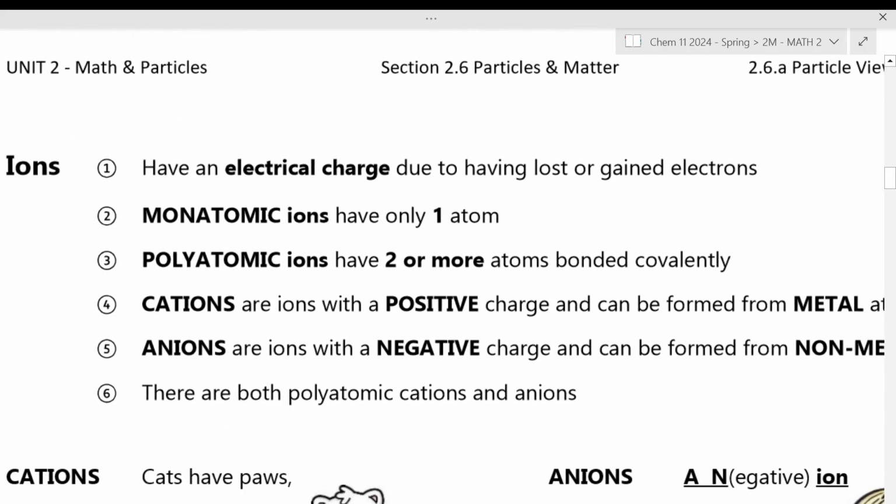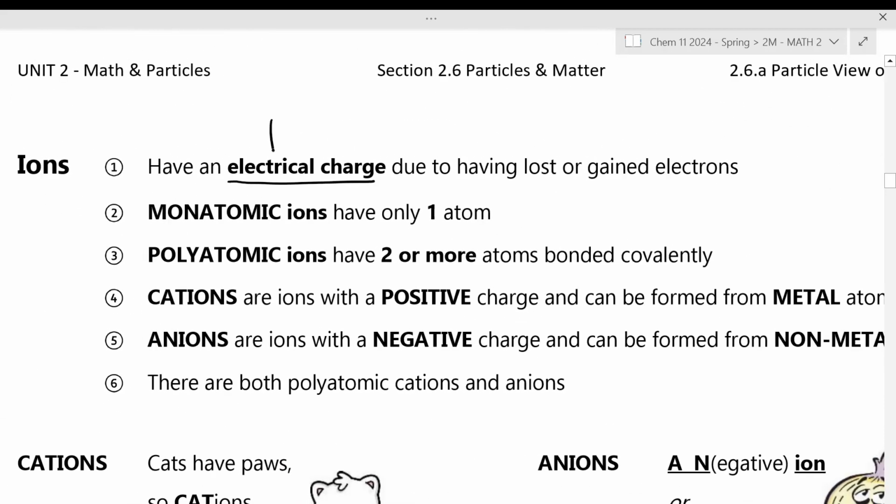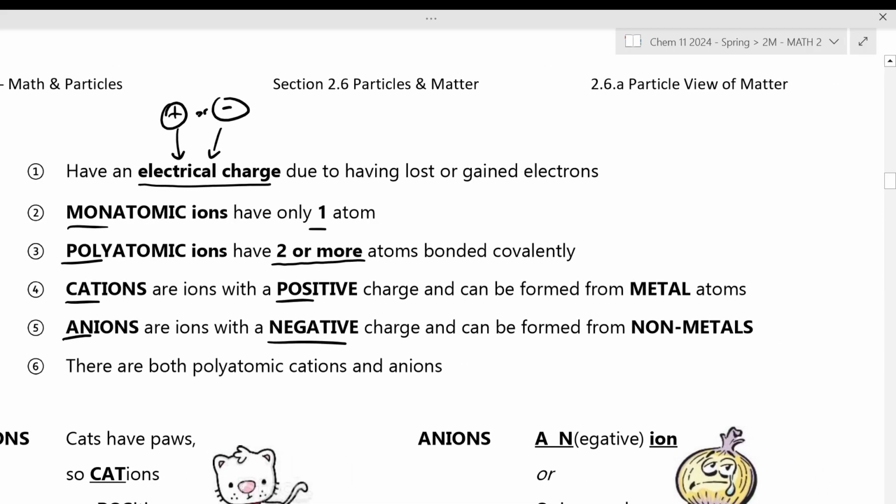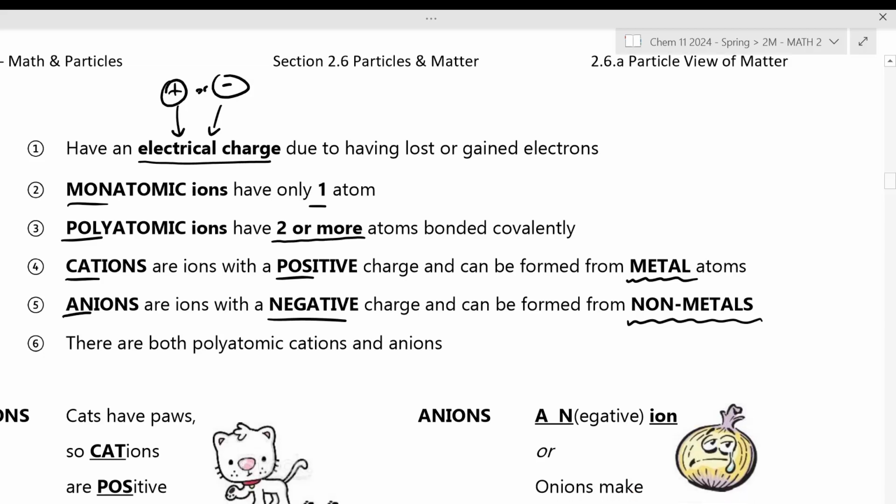Let's try it. Ions. You know that ions have an electrical charge. They are either positive or negative. Monatomic ions have 1 atom. Polyatomic ions have 2 or more atoms. Cations are positive, anions are negative. Cations are formed from metal atoms. Anions are formed from nonmetals. There are both polyatomic cations and anions.